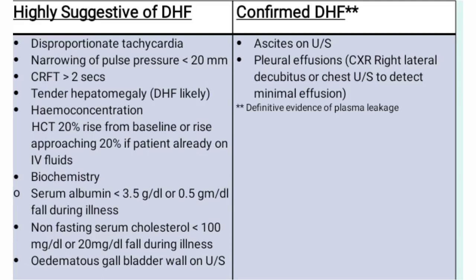So the features that confirm dengue hemorrhagic fever are that the patient is having ascites on ultrasound, and pleural effusion on X-ray chest. So these two features confirm that the patient is in dengue hemorrhagic fever.